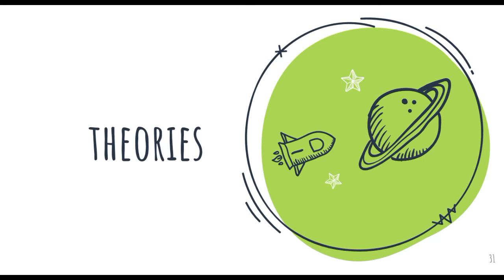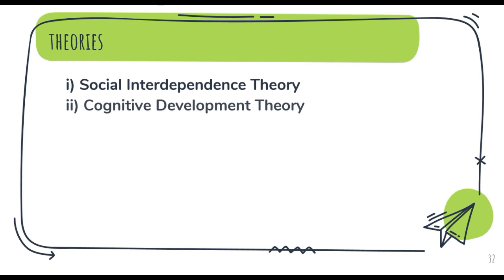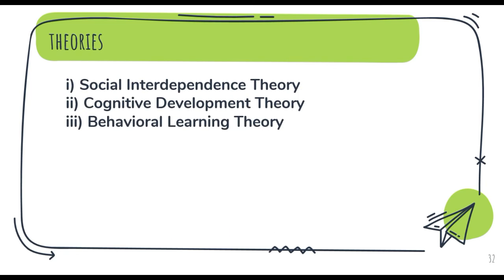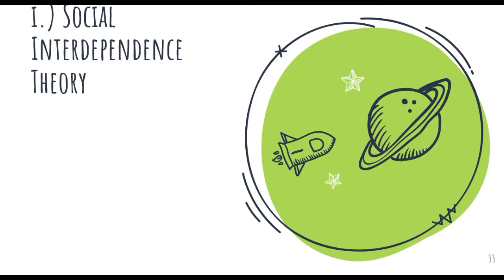We have here at least 3 theories that support the think, pair, share strategy. The first one is the social interdependence theory. The second is the cognitive development theory. And third is the behavioral learning theory. So the first one is social interdependence theory.